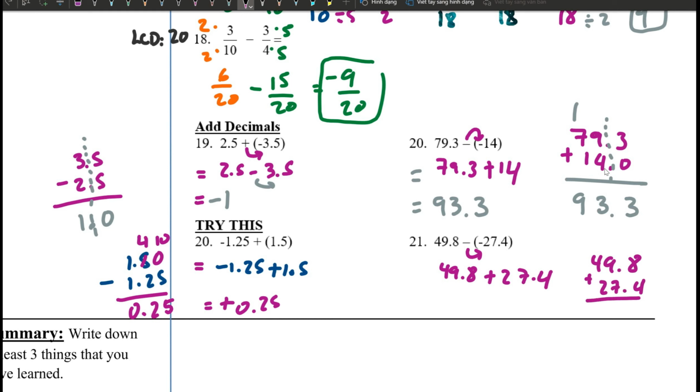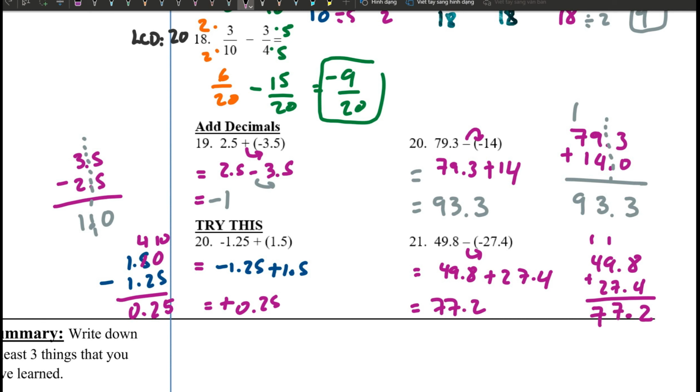49.8 plus 27.4. So you line up the decimal point. 8 plus 4 will give you 12. Remember 1. 9 plus 1 is 10, plus 7 is 17. So remember 1. 4 plus 1 plus 2 will give you 7. So the answer is 77.2.